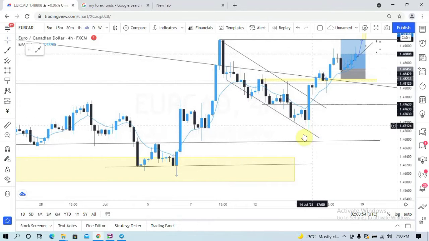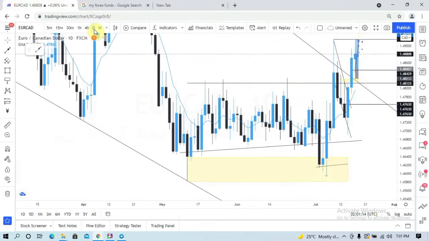So once the market retested the previous support right here, this range, you can see that it created a very quick price rejection, and you can see the wick right here. The market moved and exploded to the upside.